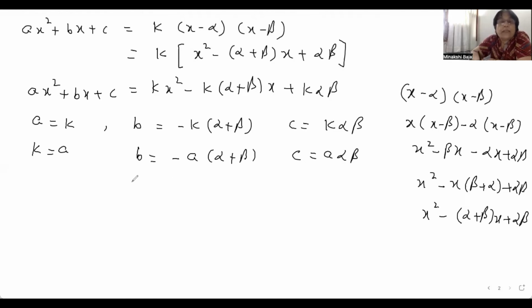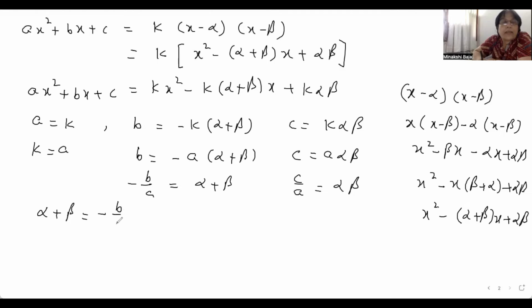So alpha plus beta is minus b by a. Take this, divide by minus a. You will get minus b by a is equal to alpha plus beta. Similarly, divide by a. So c by a is equal to alpha beta. It means you have alpha plus beta is equal to minus b by a, and here alpha beta is equal to c by a.